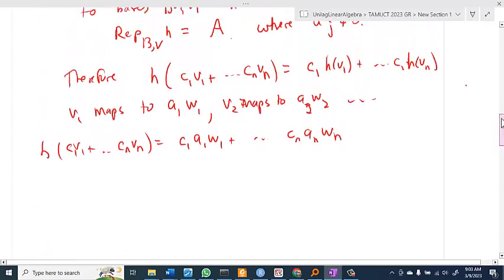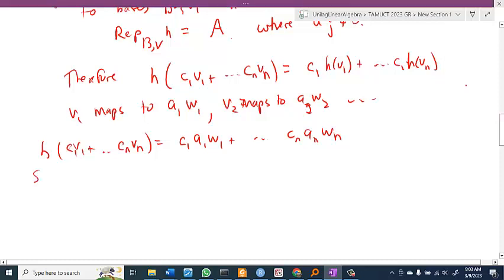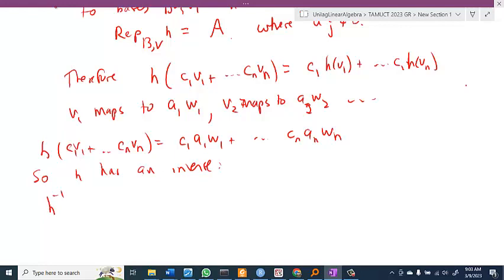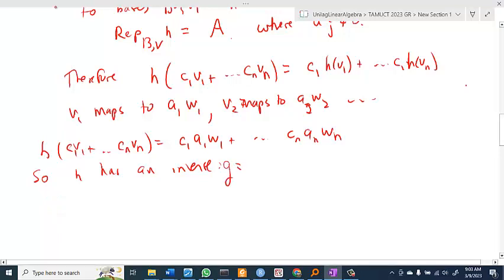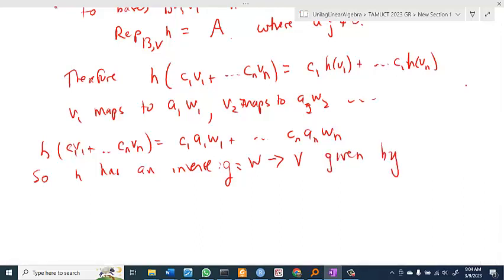All right. So how about the inverse? H has an inverse. What's the inverse? Let me just say, the way he typically does it, H has an inverse G from W to V given by G of, let's take some linear combination of W's, I guess I'll use D1 W1 plus ... DN WN.